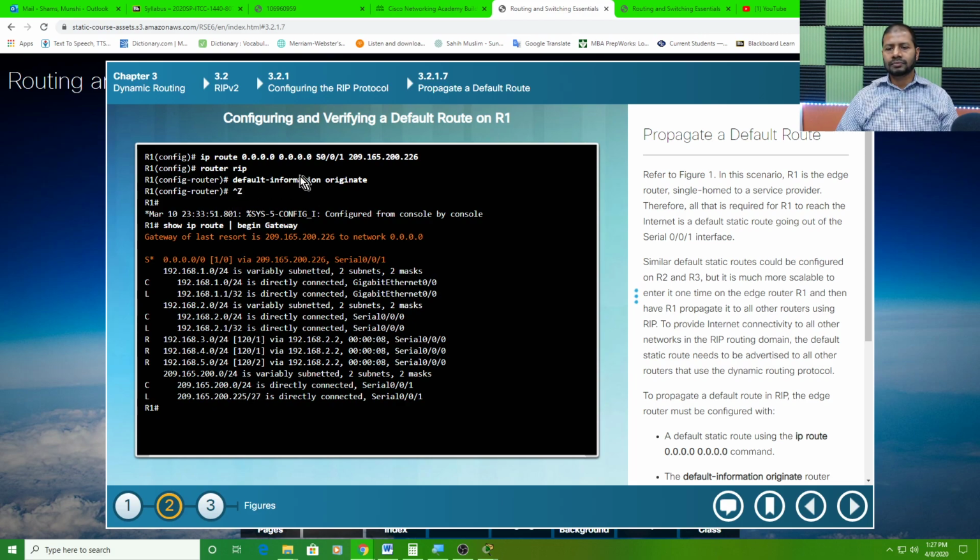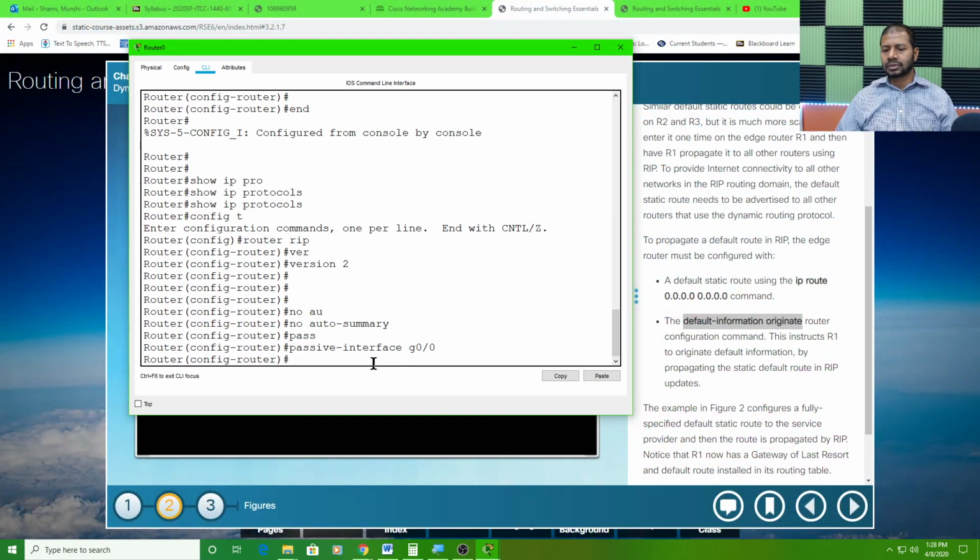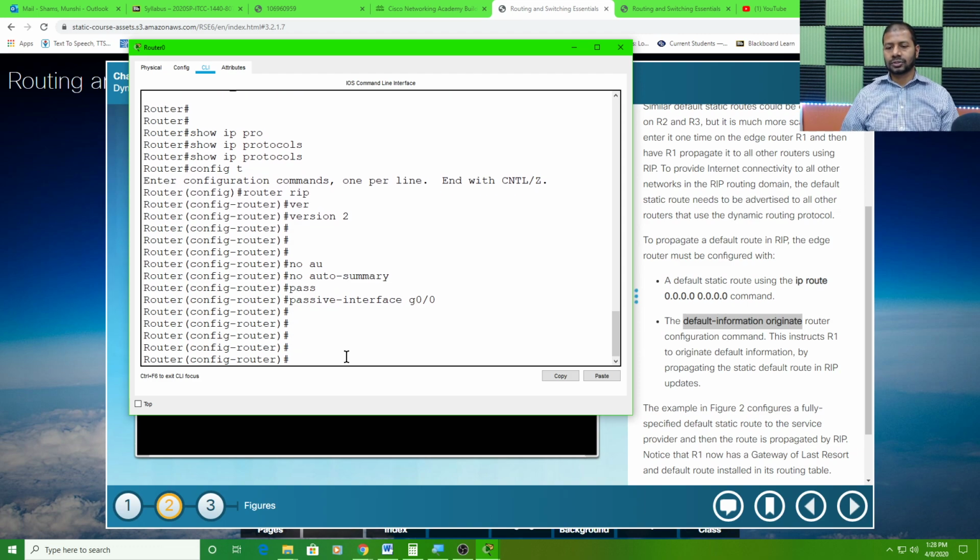So first he wrote down a default route, and then he typed this command, default-information originate. So here they manually wrote down an IP route and then typed this command, default-information originate. Of course, we're going to have labs where we do that. For my router, I have not done any IP addressing, so I have not done a default route yet, so I won't be able to show you right now.